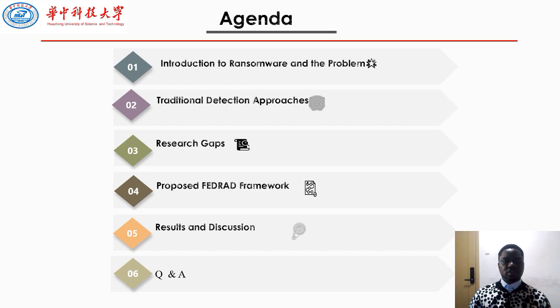We look at the introduction to ransomware and the problem, and we look at the traditional detection approaches. Then we move to the research gap, and then we also discuss our proposed framework before we move to results and discussion. Then finally we take questions and answers.